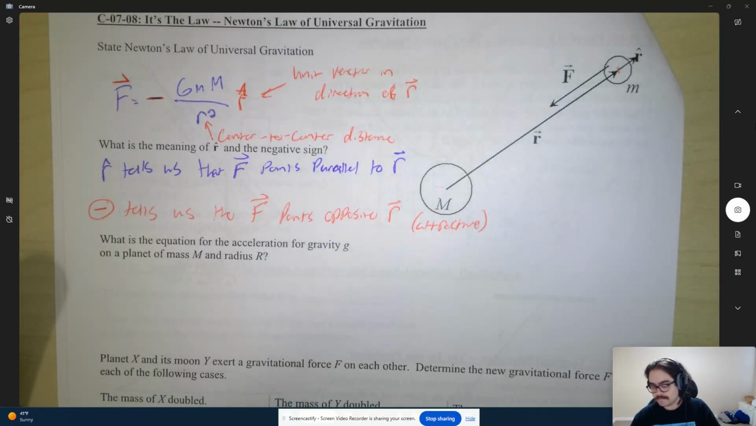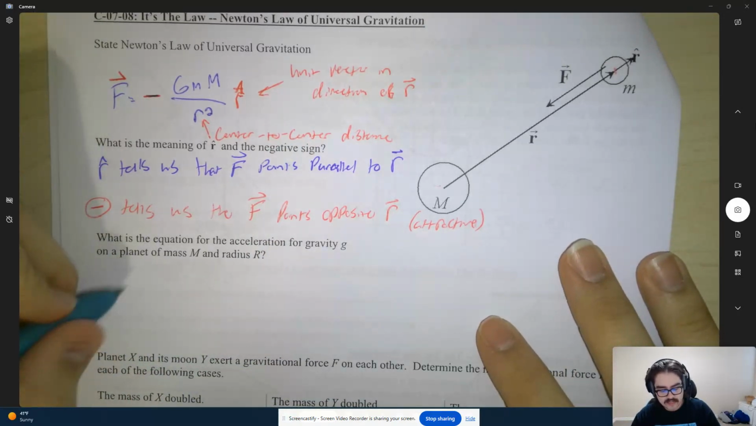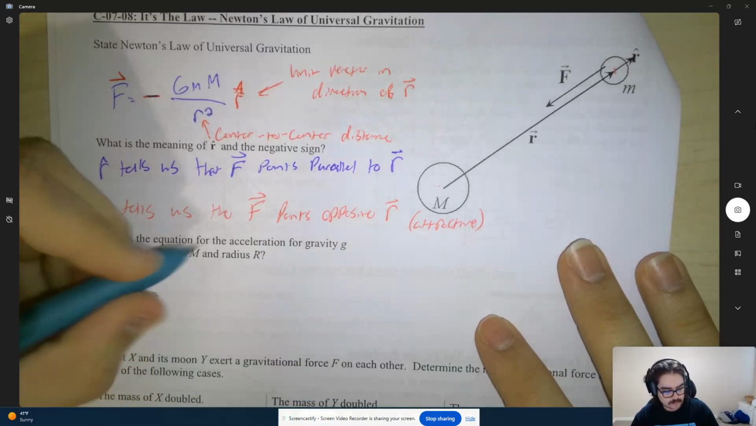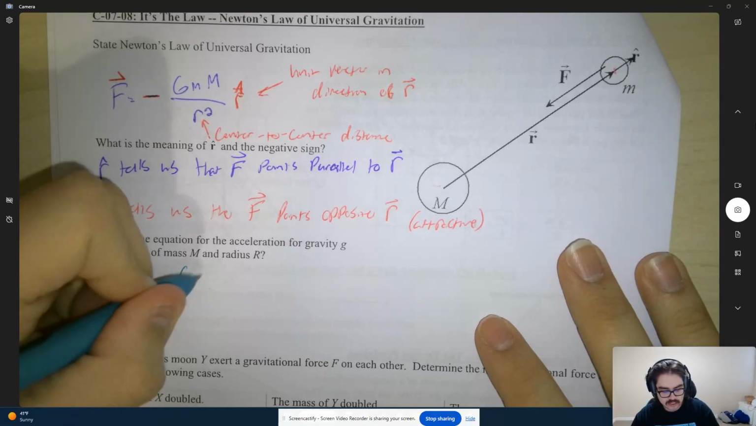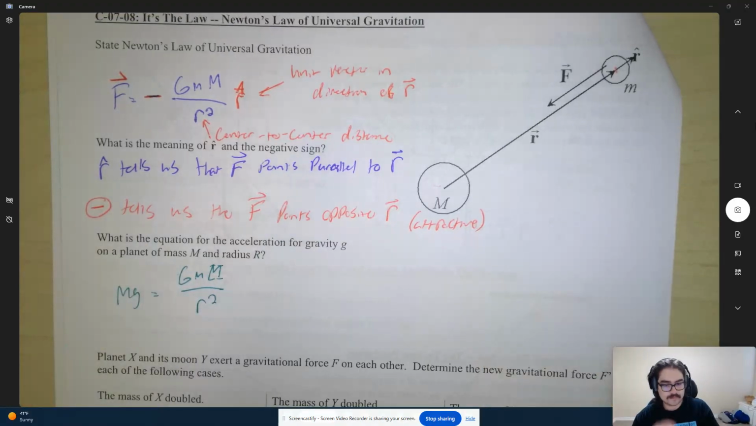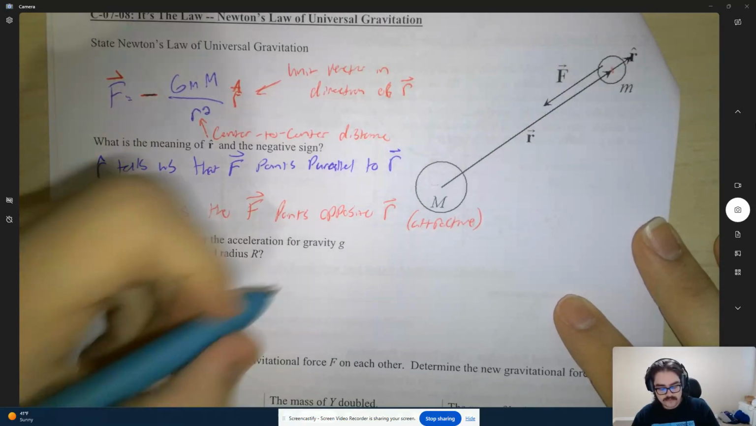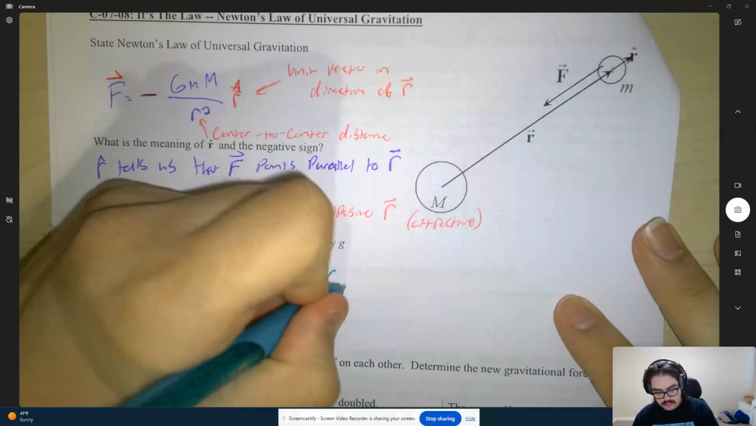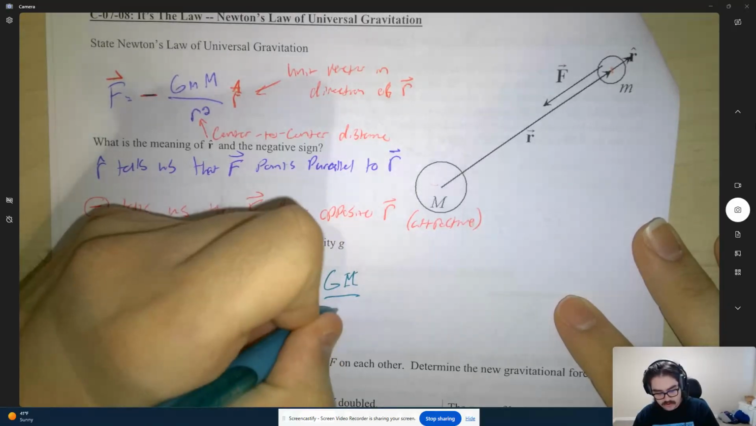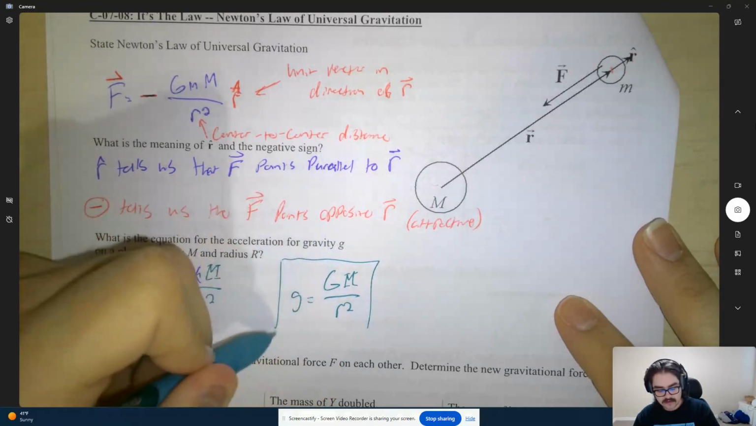To get this equation, to find the acceleration of gravity on a planet, all you've got to do is take mg and set it equal to Newton's law of universal gravitation, G little m big M over r squared. All you've got to do is recognize that you can cancel out your little m's on both sides, and you've just got g equals G big M over r squared. That's how you can find the acceleration due to gravity on any planet.